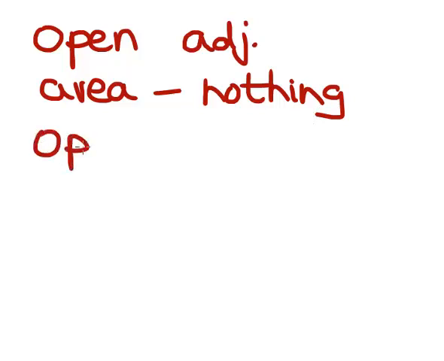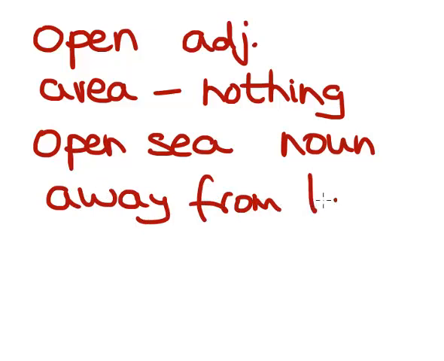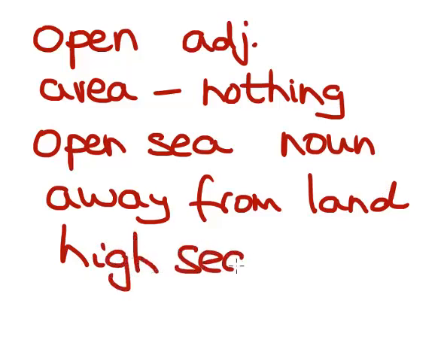I also want you to look at the open sea. Now this is a noun usually because we use it as a phrase, and it means the sea away from land. You expect the sea to be wide, and you expect to see little except the sea. Synonyms, you might have heard, we're on the high seas, or we are out in blue water.